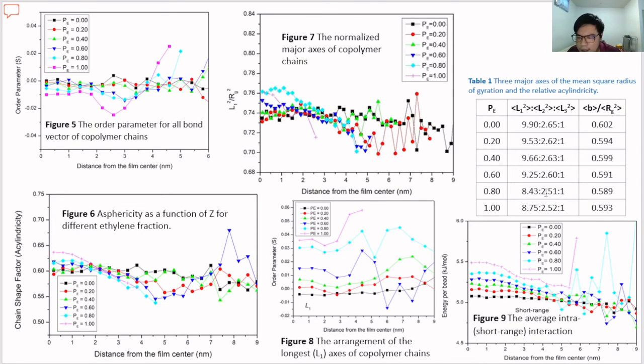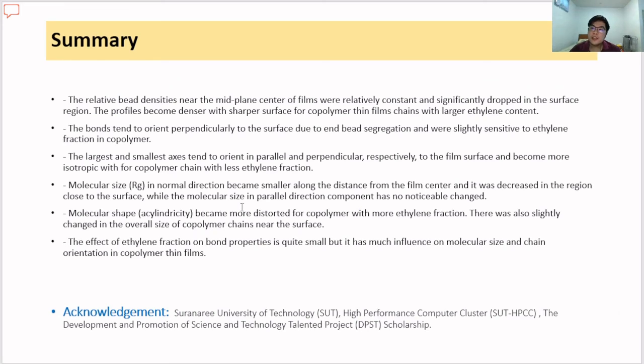In Table 1, the ratio of the three major axes of the radius of gyration is shown here. Note that the theoretical random flight chain model predicts the ratio of this as 11.7, 2.7, and 1. And this is the summary of this work.